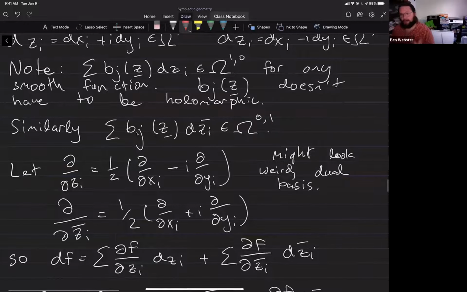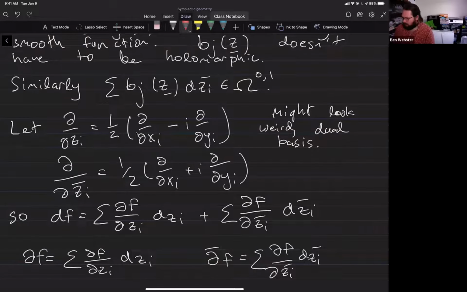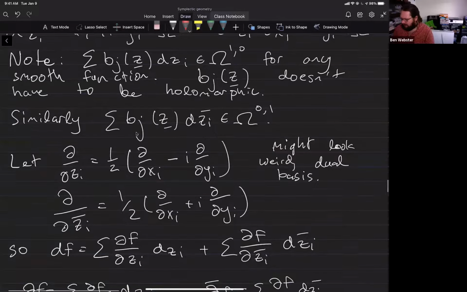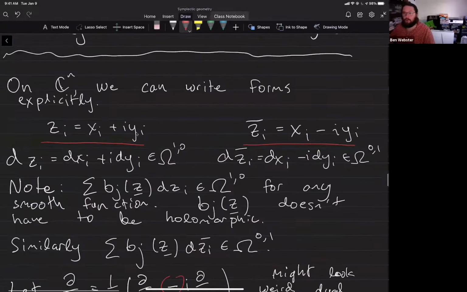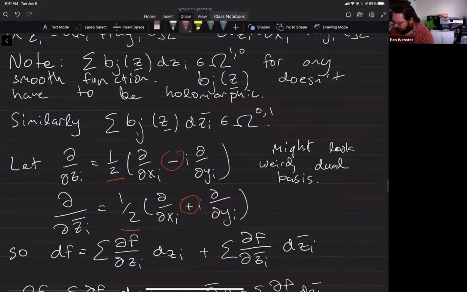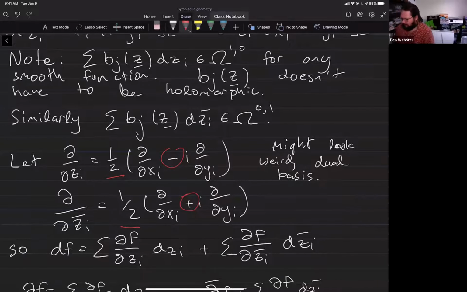All right, similarly, I can write every (0,1) form as some function like that times dz_i bar. And of course, it's convenient to have dual vector fields. You'll note here there are some funny factors. There are these factors of a half, and there's a minus and a plus here. That's just because I'm taking the dual basis to the z_i's and z_i bars. So there's a transpose that shows up somewhere. Yeah, transpose inverse, I should say. And I get this half and the changed signs.